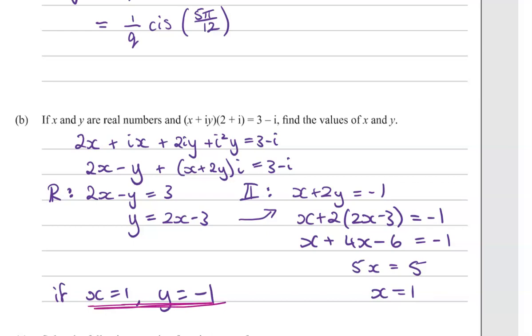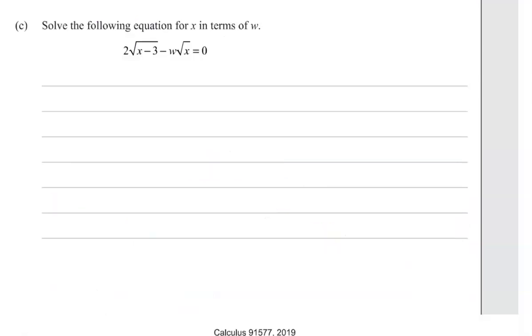And there's your final answer. Part C is about finding x in terms of w, and we've got this expression. So we want to end up with x equals something. So let's first of all rearrange that, set these two equal to each other.